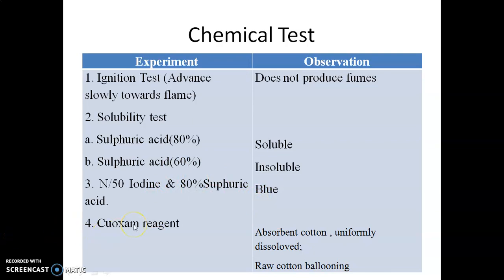When cotton is soaked with N/50 iodine solution and 80% sulfuric acid, it shows a blue color. And Cuoxam reagent, which is none other than ammoniacal copper oxide solution, dissolves the raw cotton fiber with the formation of ballooning, whereas absorbent cotton is uniformly soluble. So these are the important chemical tests for cotton.